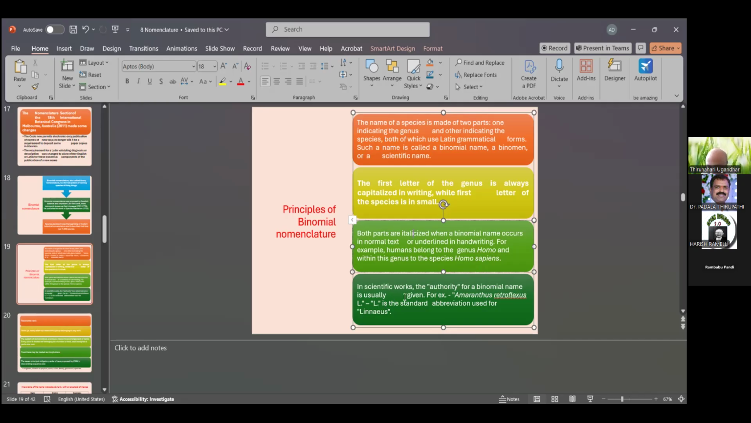In scientific works, the authority for a binomial name is usually given, for example Amaranthus tricolor L. L is the standard abbreviation used for Linnaeus. It is the last one, L, which comes after the name. L means Linnaeus, the first scientist to report the botanical name. So it is the genus Amaranthus, that is one quality of the plants.